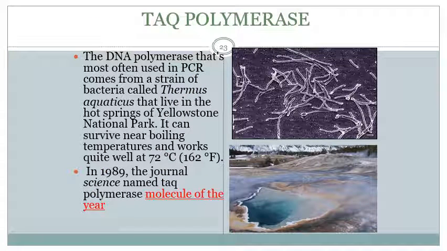This is a picture of Yellowstone National Park, where this heat-stable bacterium Thermus aquaticus could be found. These bacteria naturally contain the enzyme called Taq polymerase, which can be used in PCR. In 1989, the journal Science called Taq polymerase the molecule of the year.